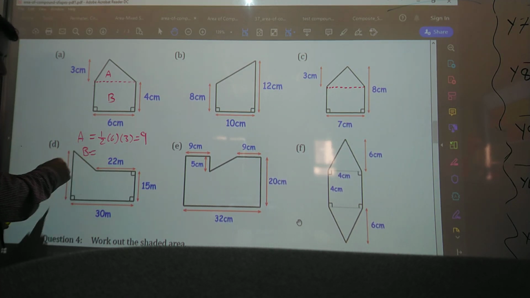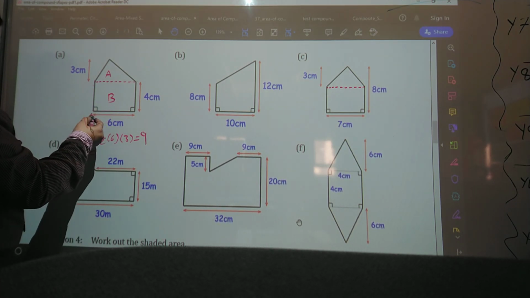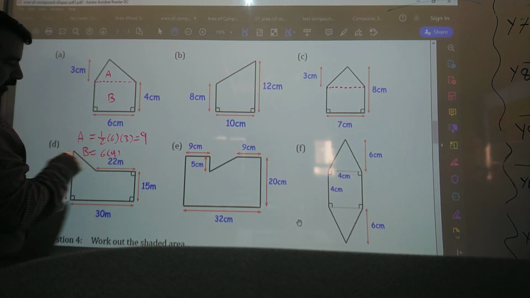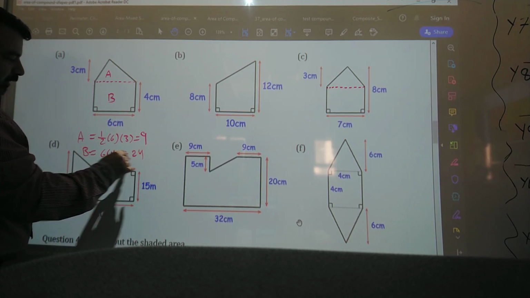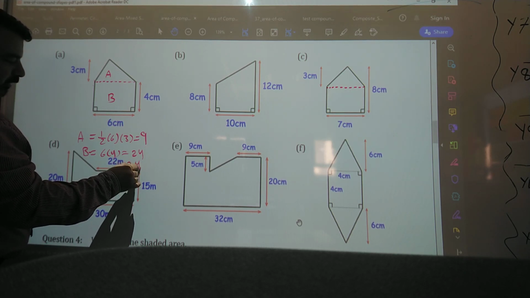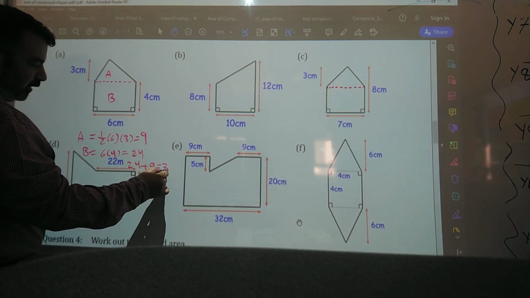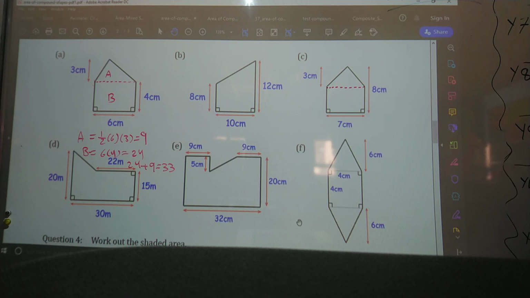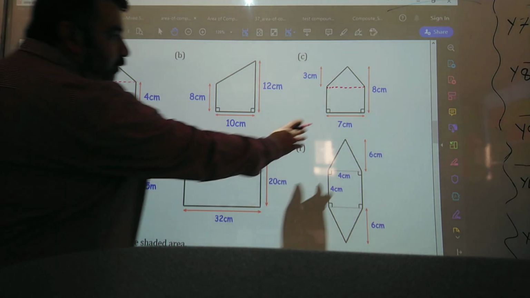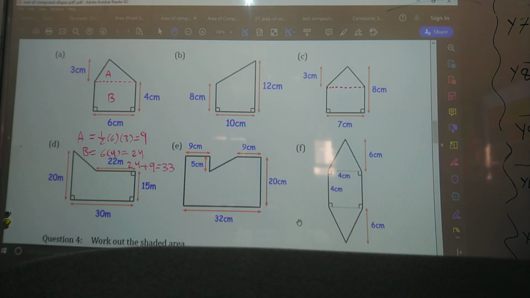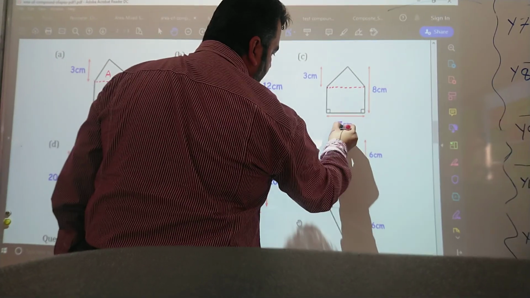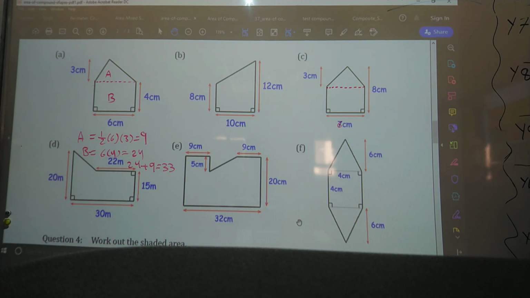Now B, if you want to do it this way, no problem. B is 6 times 4. 6 times 4 equals 24. And then what do we say? 24 plus 9 equals 33. I just finished this question. The same idea you will do here. Same idea, but because you are not allowed to use the calculator, make this one 6, and you can solve it.